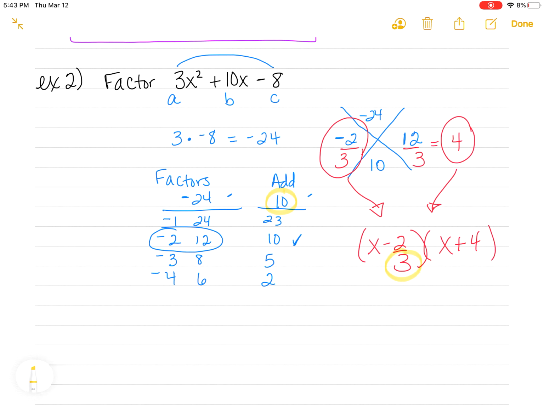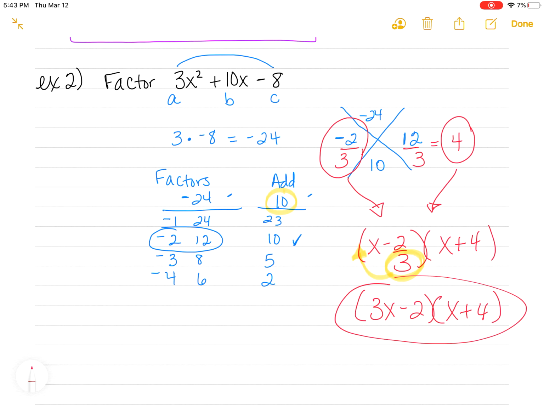And then I just have to remember that I can never leave that in the bottom, so it has to come up. And so I get 3x minus 2, x plus 4. Okay, and that's your factored form.